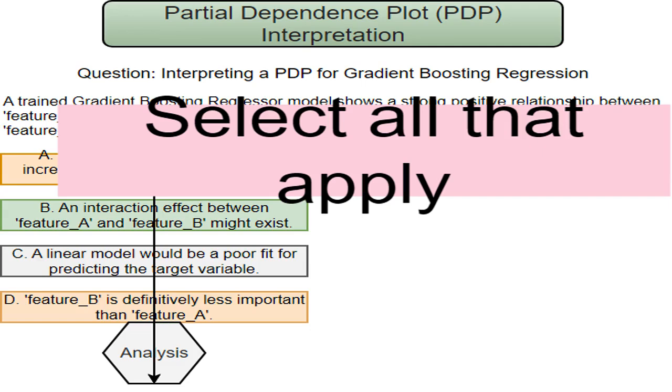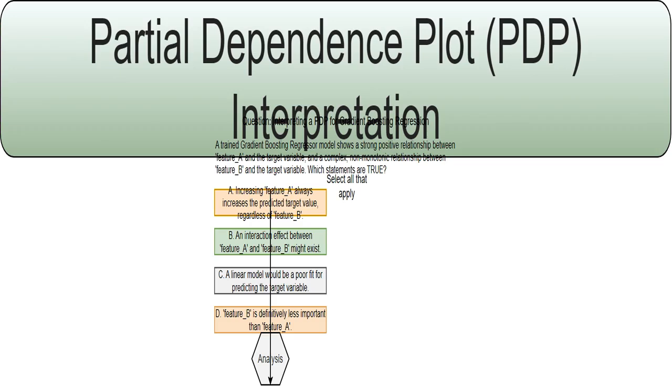This is the instruction for answering the quiz question. It's about identifying all the statements that are correct based on my analysis of the partial dependence plot. This is the general topic of the question. I need to understand what a partial dependence plot, PDP, is and how to interpret it.